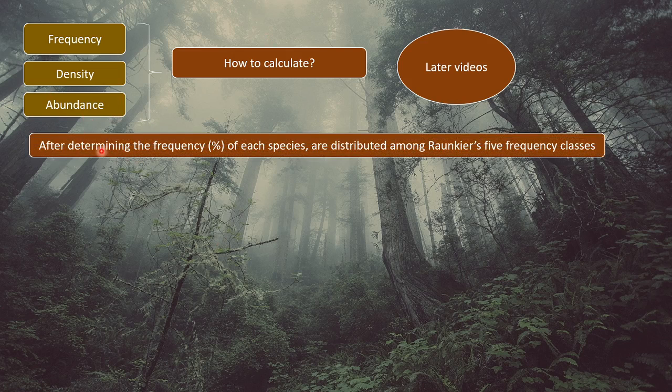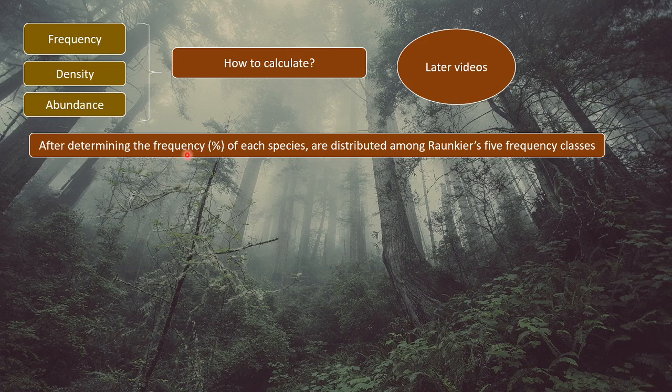So after we determine the frequency, density and abundance, we can calculate the frequency percentage of each species. Now I think you already know how to calculate percentage, right? And this frequency percentage that we calculate is distributed among Raunkiaer's 5 frequency classes. Okay, so let us very briefly understand what frequency is, because this is important, only then you will understand Raunkiaer's 5 frequency classes.